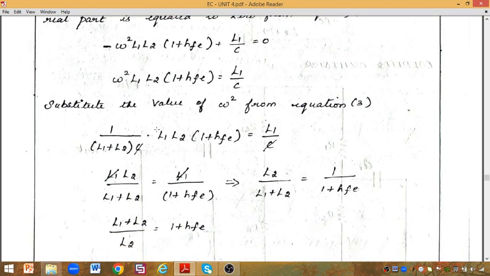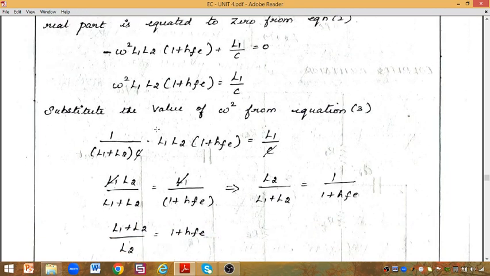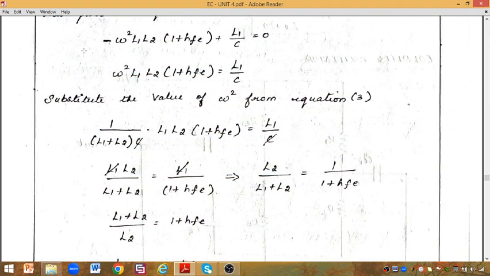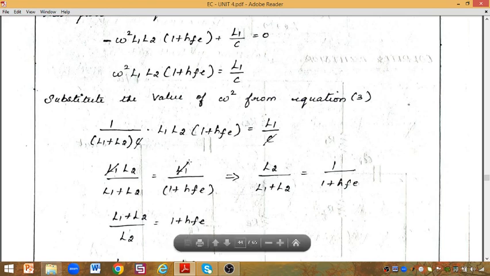So we have to substitute the value of omega square from equation 3. From equation 3 we have got omega square, so you can substitute omega square in this equation. Omega square is 1 by (L1 plus L2) into C, and here you have L1 L2 into 1 plus HFE, which is given by L1 by C. Here C and C get cancelled, and then you write the remaining term and cancel out this L1 as well as L1 here, and then write the remaining term.